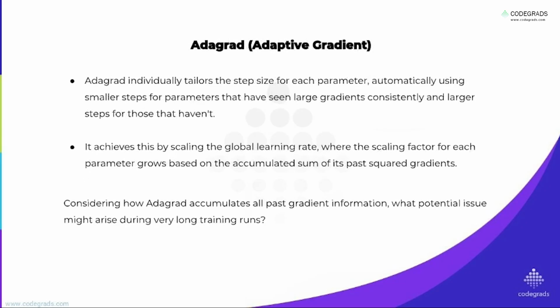Adagrad, adaptive gradient, individually tailors the learning step for each parameter, applying smaller updates for parameters with consistently large past gradients and larger updates for those with infrequent or small gradients. It scales a global learning rate, with each parameter's scaling factor growing based on its accumulated sum of past squared gradients. Since Adagrad accumulates all past gradient information without decay, during long training runs, the sum of squared gradients can become very large, causing the effective learning rate to diminish and potentially halt learning prematurely.